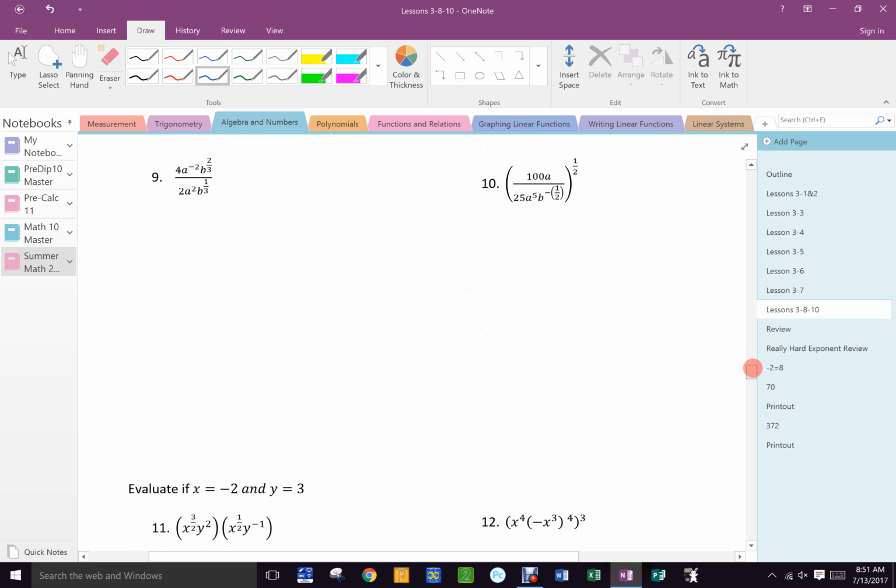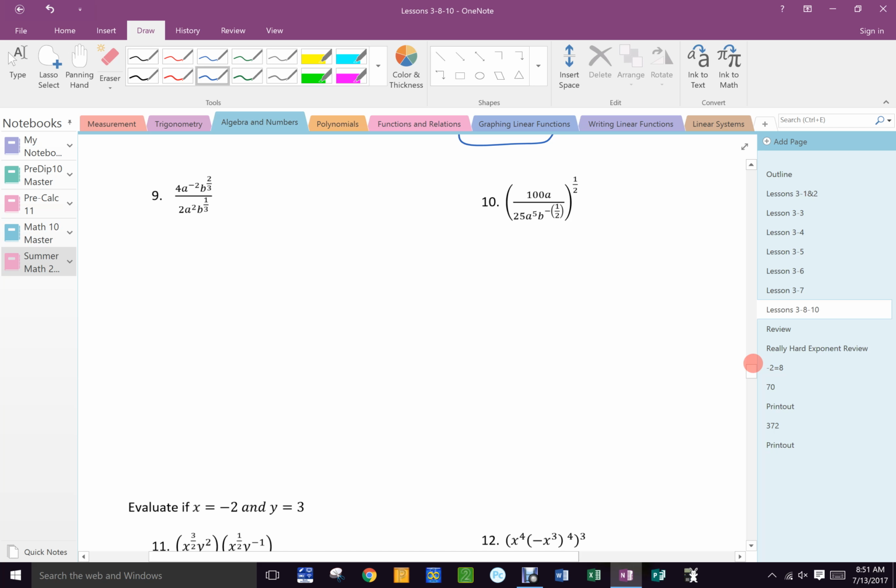What about this next one? What do I know about numbers, bases, and other bases? They stay together, right? Numbers divide. So what do I do with the yellow stripe? What's 4 divided by 2? 2. Excellent. What do I do with the green stripe? Subtract. What's negative 2 minus 2? Negative 2 minus 2, guys. Negative 4. And 2/3 minus 1/3. B to the 1/3.